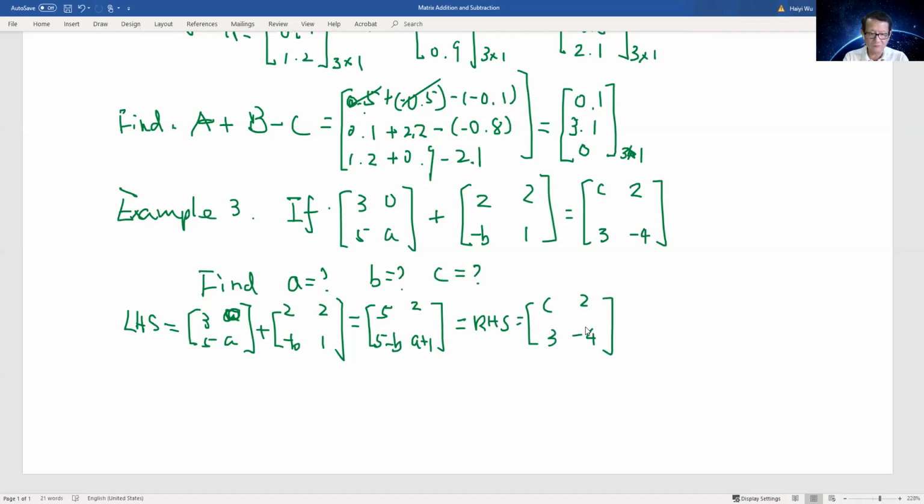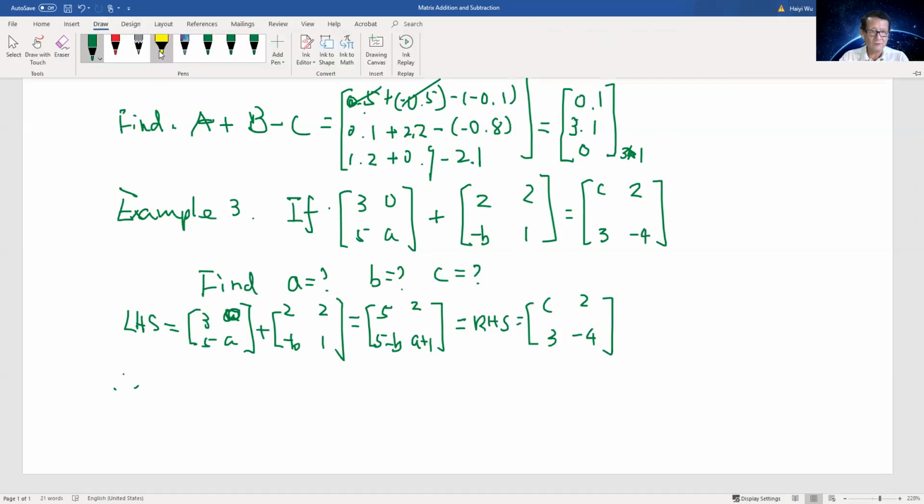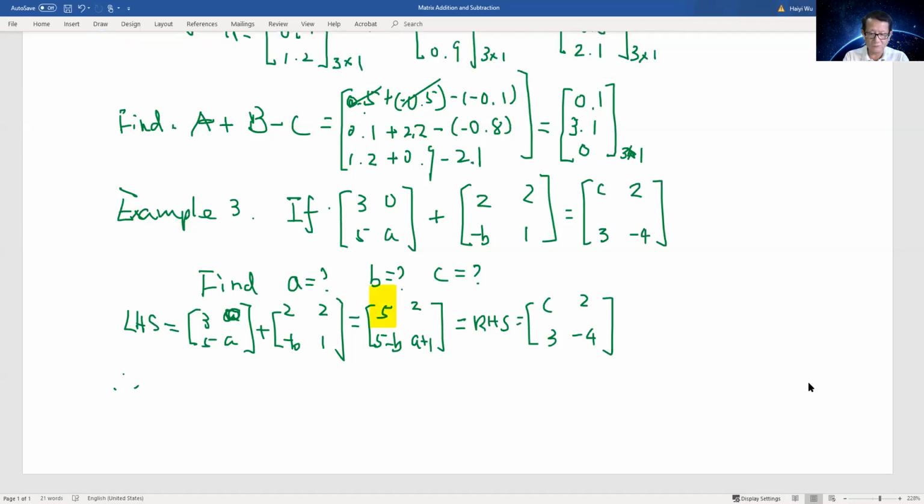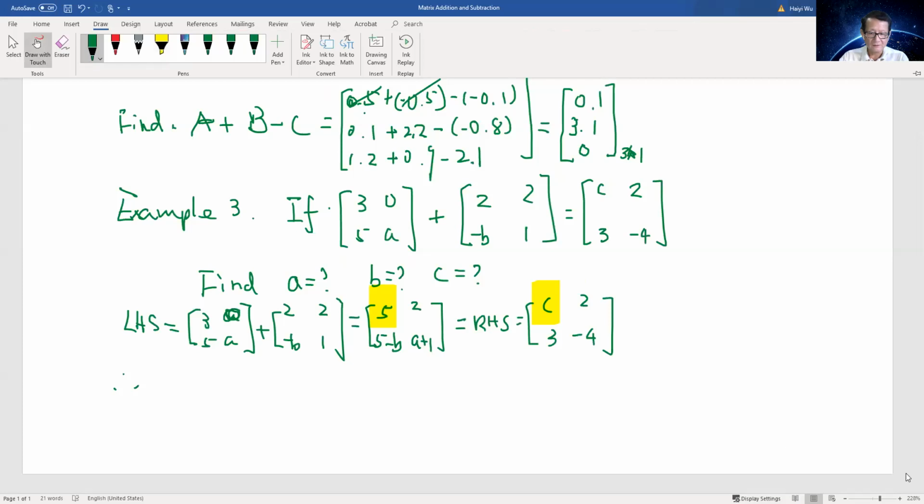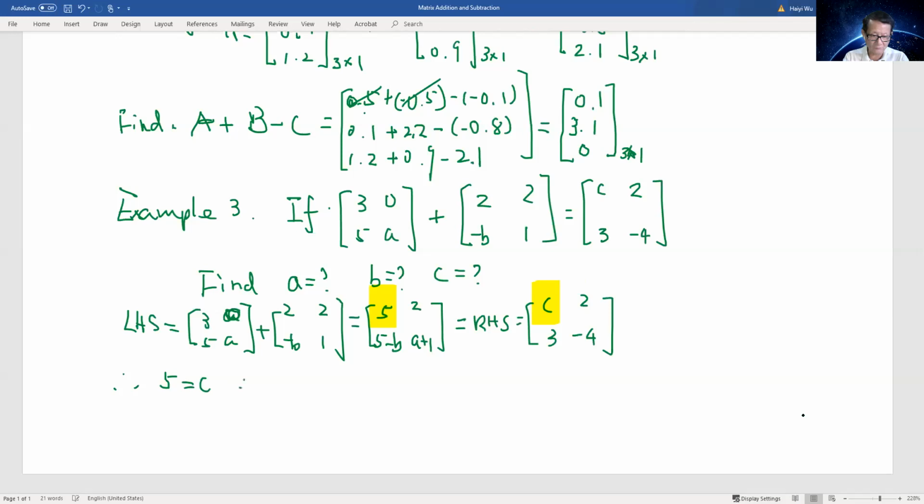So the left-hand side must equal the right-hand side. Therefore, if two matrices are equal, the corresponding elements must be equal. Using the highlighter so you can see what I'm doing, this 5 must be equal to this C because the corresponding elements must be equal. So 5 must be equal to C. Therefore, C is 5. Done that.